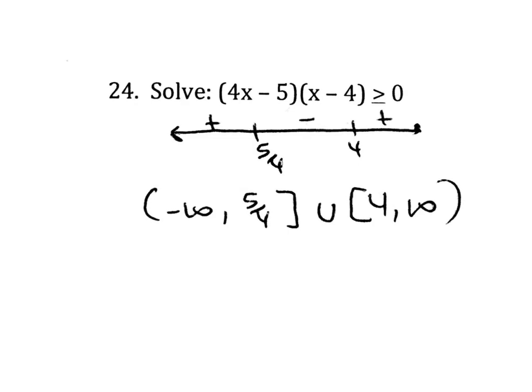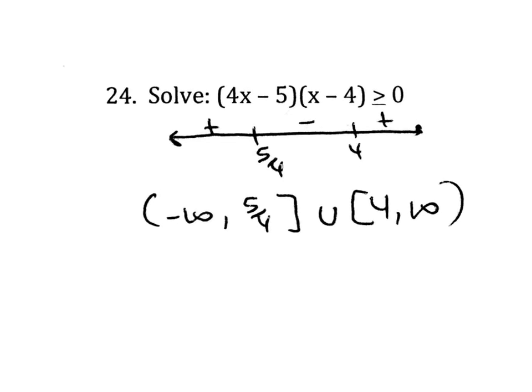24. Great thing about 24 is it's already factored for you. You can go ahead and take those 2 points, put them on a number line. 5/4 came from there. That's a 0. 4 came from there. What I did is I plugged in 0 to see what sign.